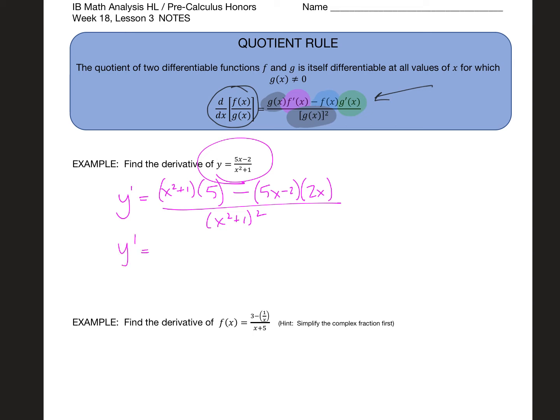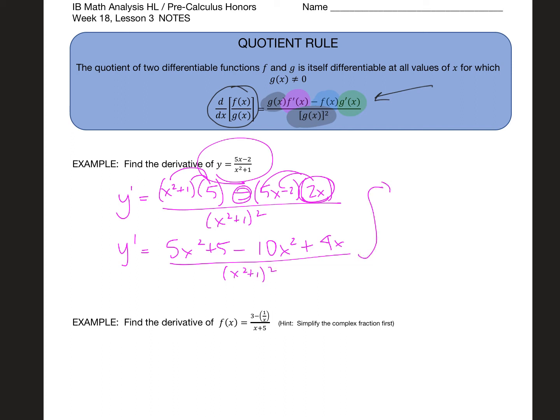But now we're not done. We do need to distribute here, and distribute a negative 2x over here. Cleaning this up a little, we get 5x squared plus 5 minus 10x squared plus 4x, all of this still over this denominator. Combining like terms, I now have y prime equaling negative 5x squared plus 4x plus 5, all over this denominator of x squared plus 1, squared.